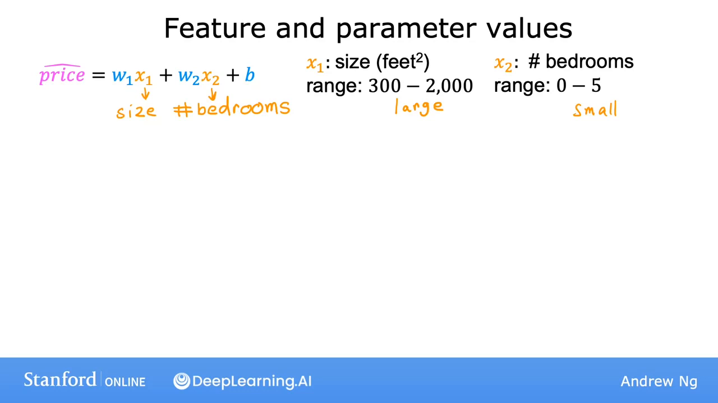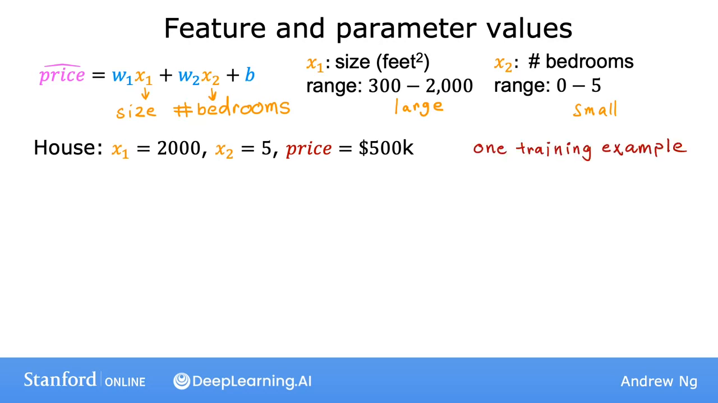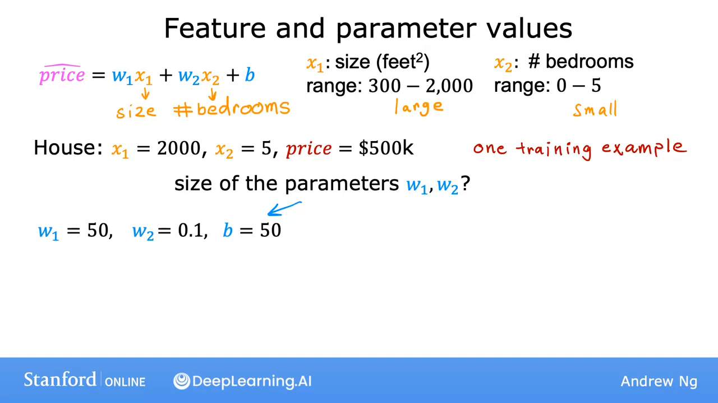Now let's take an example of a house that has a size of 2,000 square feet, has 5 bedrooms, and a price of $500K or $500,000. For this one training example, what do you think are reasonable values for the size of parameters W1 and W2? Well, let's look at one possible set of parameters. Say W1 is 50 and W2 is 0.1 and B is 50 for the purposes of discussion.